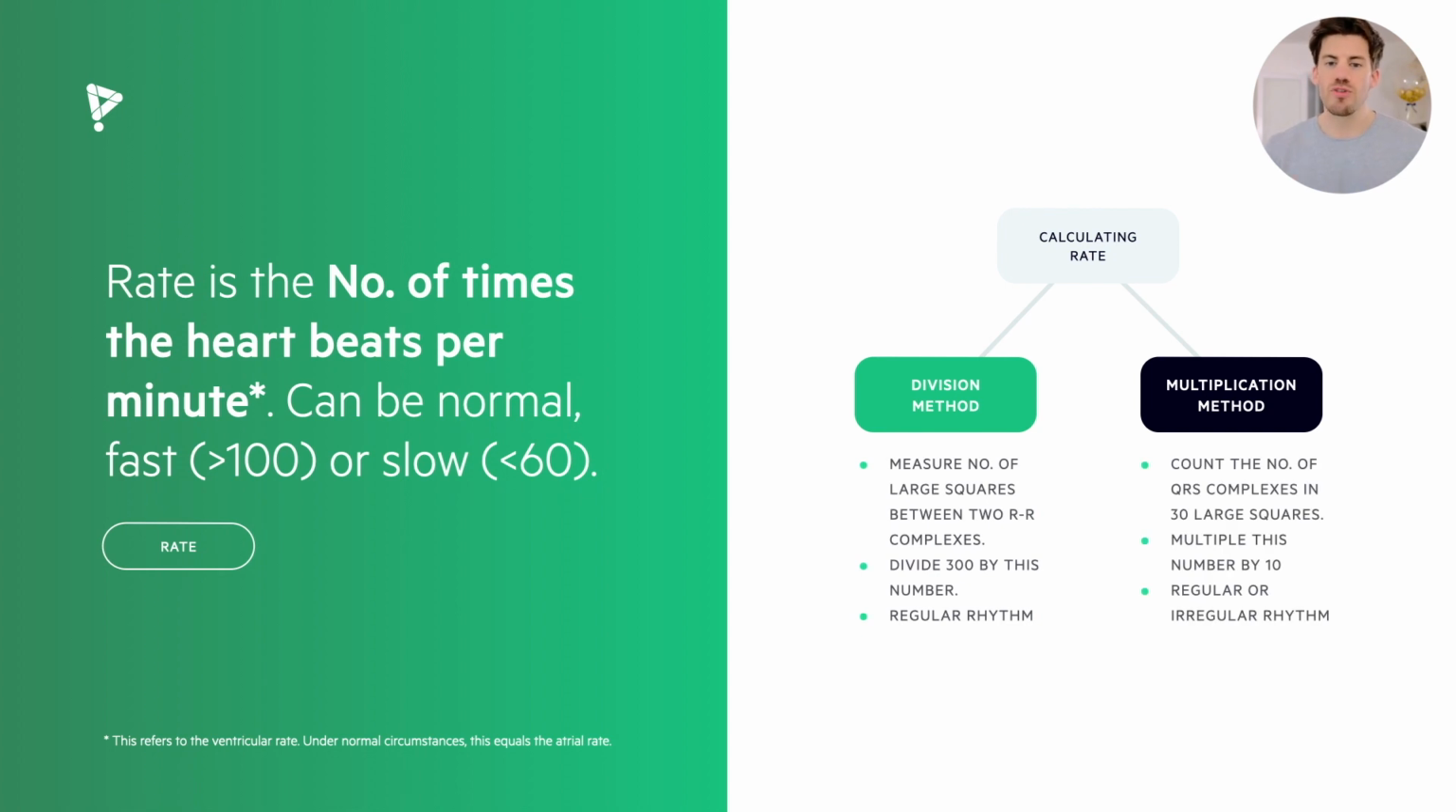So with the division method, you measure the number of large squares between two R to R complexes. You then divide 300 by this number, and you can do this for all regular rhythms.